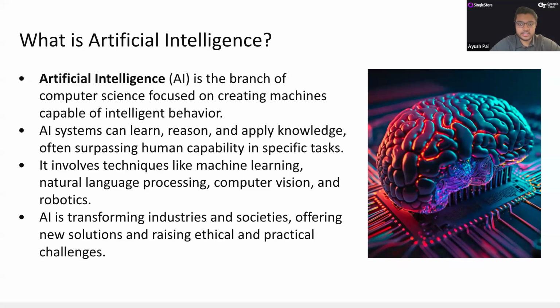There are many different techniques within AI, including machine learning, natural language processing, computer vision, and robotics. Each of these domains contributes to AI's ability to process and analyze data in a profound and nuanced way. As AI continues to advance, reshaping industries and societies and offering novel solutions, it also brings ethical and practical challenges. In today's session, we will not only discuss these aspects, we'll also demonstrate them through a practical application in the insurance sector, as mentioned before.